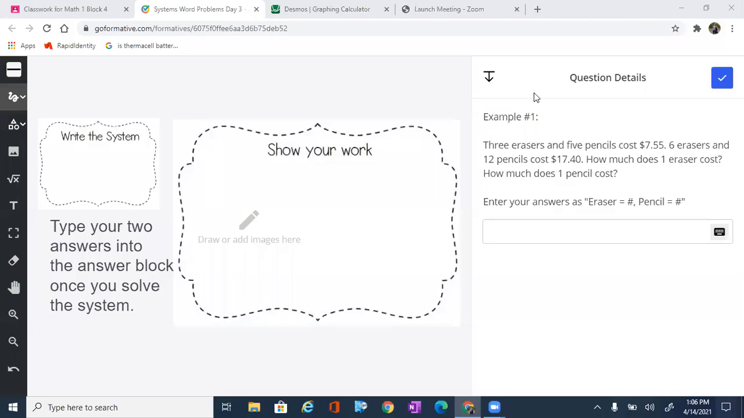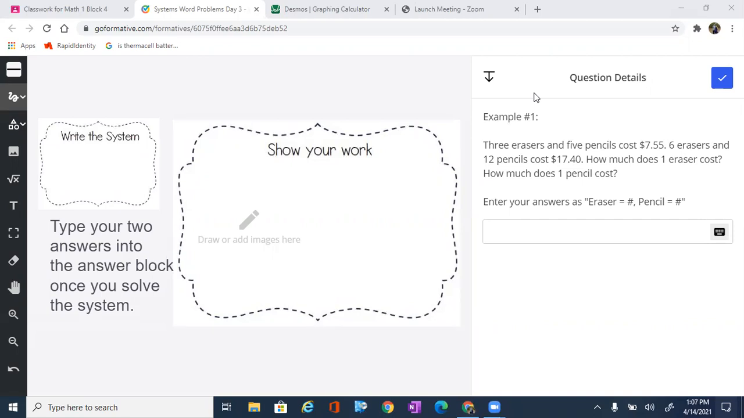All right, so it says 3 erasers and 5 pencils cost $7.55. 6 erasers and 12 pencils cost $17.40. How much does 1 eraser cost, and how much does 1 pencil cost? So the goal of this is to find the cost of a pencil and the cost of an eraser.